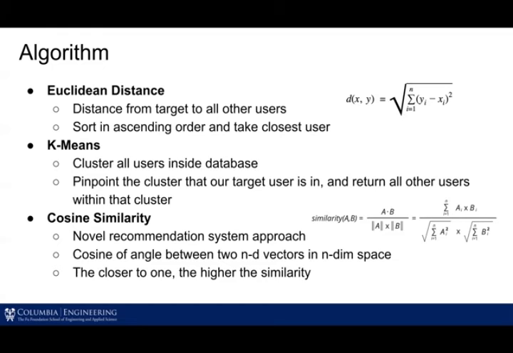Another algorithm we tried was called the cosine similarity. The formula is shown here, and it is simply the cosine of the angle between two n-dimensional vectors in n-dimensional space. Since the difference between two users is calculated using the cosine function, the closer the result is to 1, the higher the similarity between those two users.